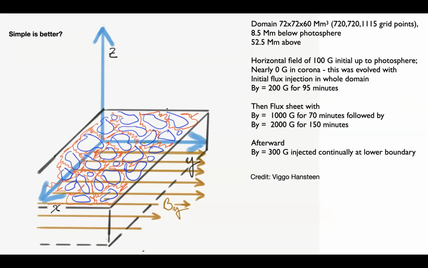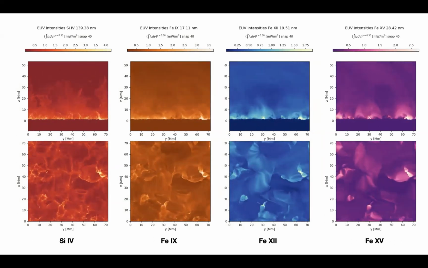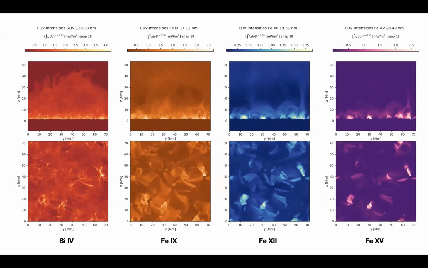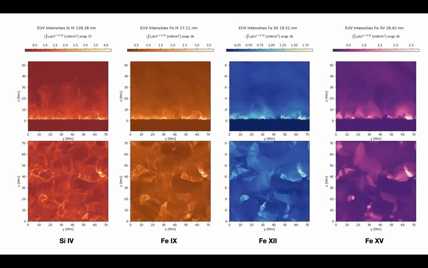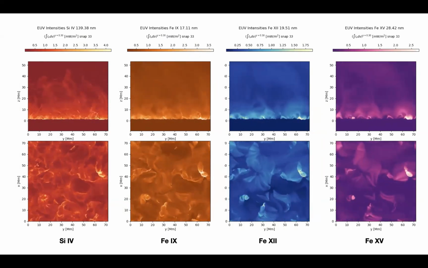And just as a teaser at the end, we want to have bigger boxes, and that is quite complicated, but we're getting there. So this is from an ongoing simulation by Vigo, which is 72 by 72 megameters, going down 8.5 megameters below the photosphere and 52 megameters above, with the flux emergence going into it. And then we can really start looking at coronal features and compare with SDO observations. And this is just some synthetic observables from that ongoing simulation in silicon 4, iron 9, 12, and iron 15. And I'll end there. Thank you.